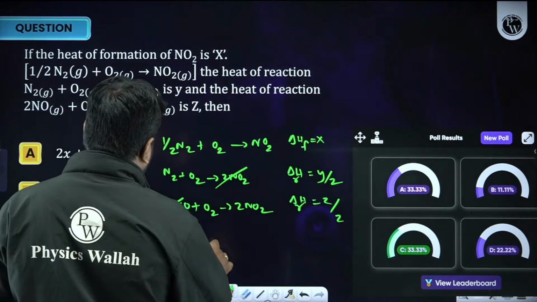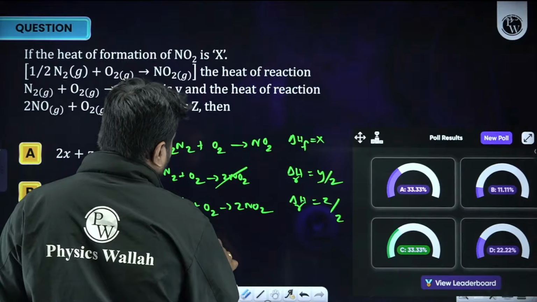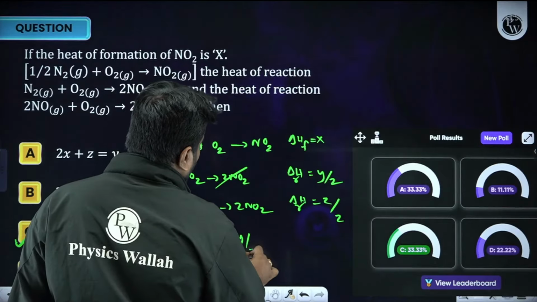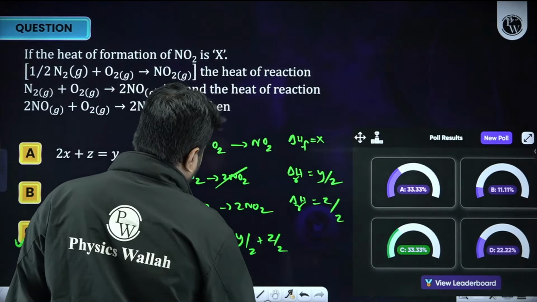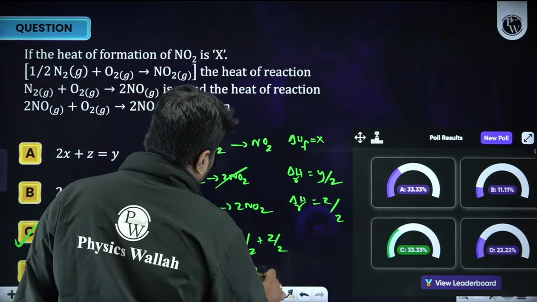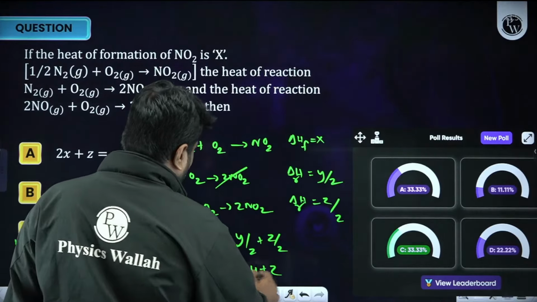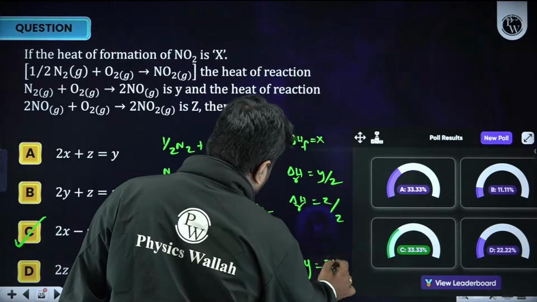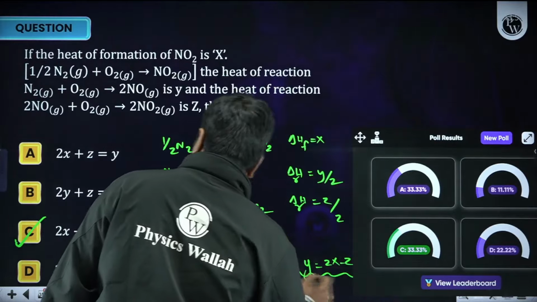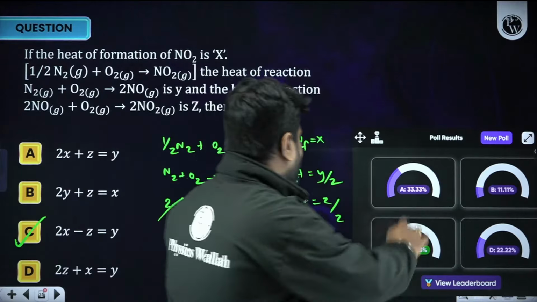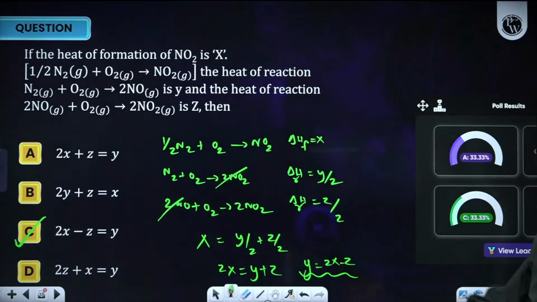So automatically x will be equal to y by 2 plus z by 2. It is nothing but 2x is equal to y plus z. So y will be equal to 2x minus z. So option C is the correct answer.